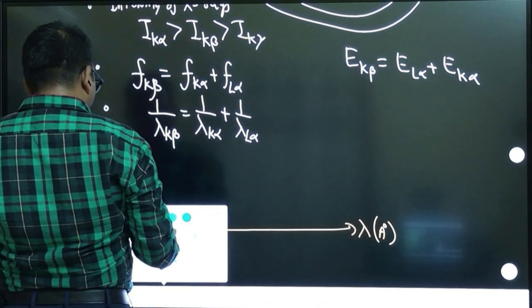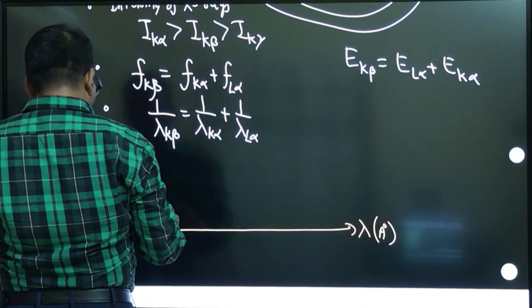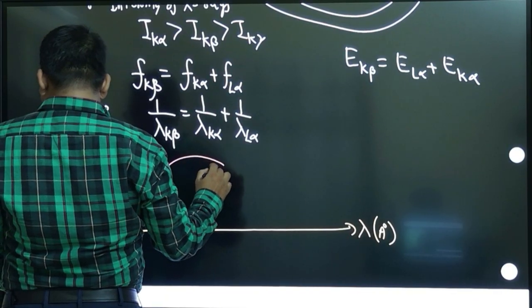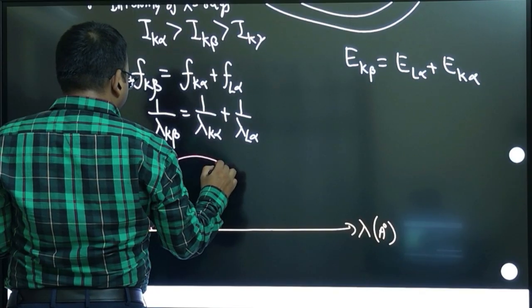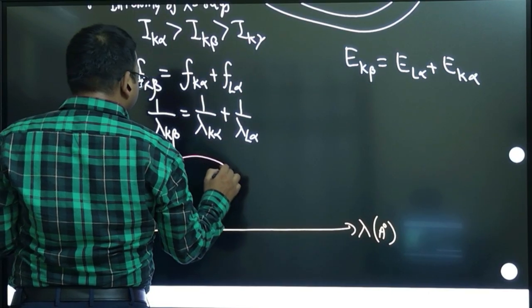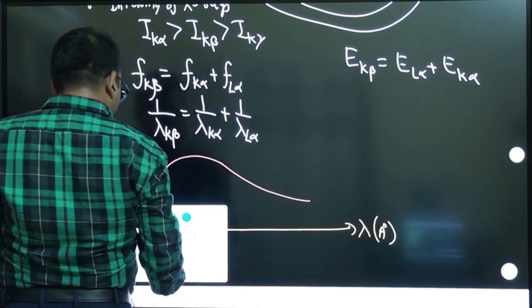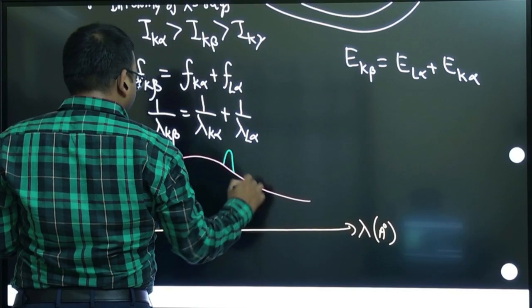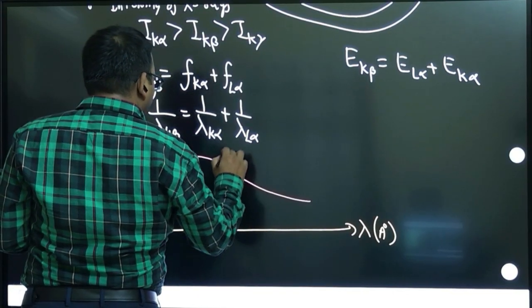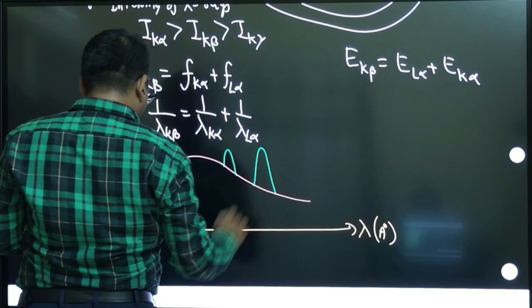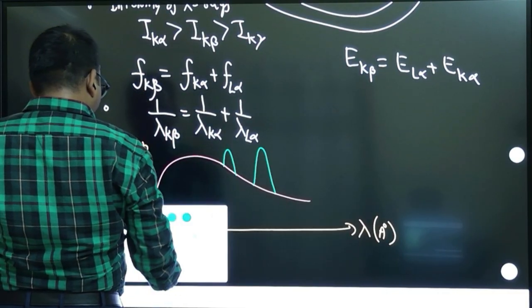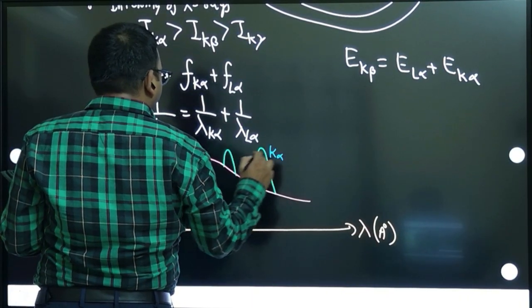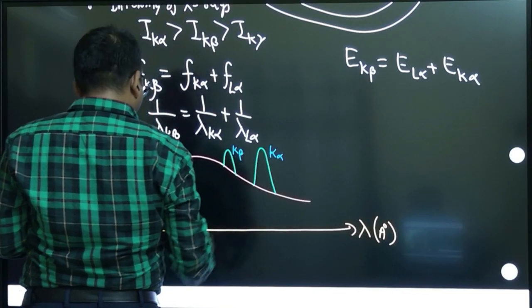So already we have discussed for continuous it will be like this. Okay, and now there will be a peak. Continuous, of course, it will be going like this. But for characteristics, there will be peaks coming like this way. So these peaks represent the K alpha, K beta. So this represents K alpha and this represents K beta, right?